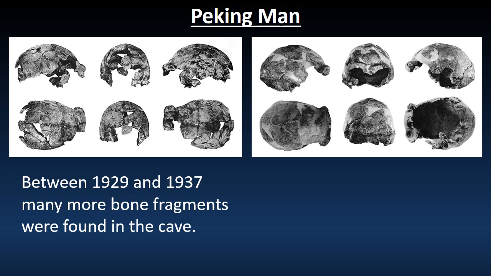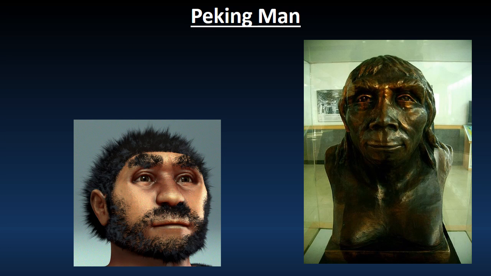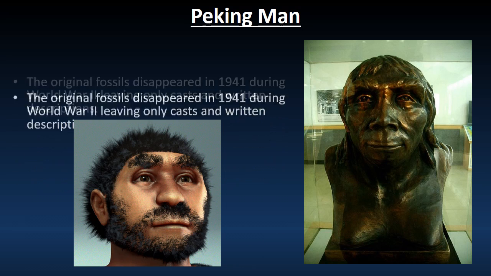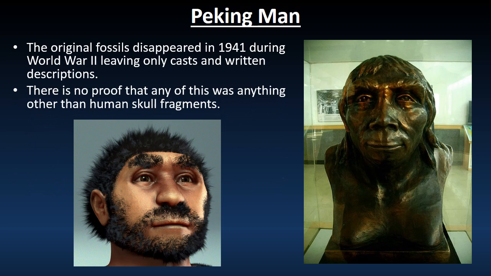29 to 37 more bone fragments were found in the cave. Most of the study on these was conducted secretly by the man that found most of them, Davidson Black, until he died in 1934. Again, all kinds of artwork and museum-related things being done behind the scenes. The original fossils disappeared in 1941 during World War II, leaving only casts and written descriptions. There's no proof that any of this was anything other than human skull fragments. So the whole thing is just fluff.